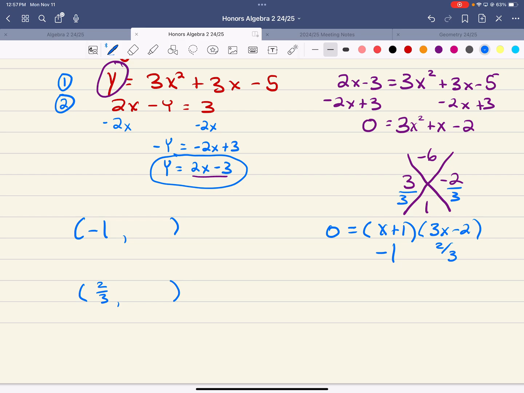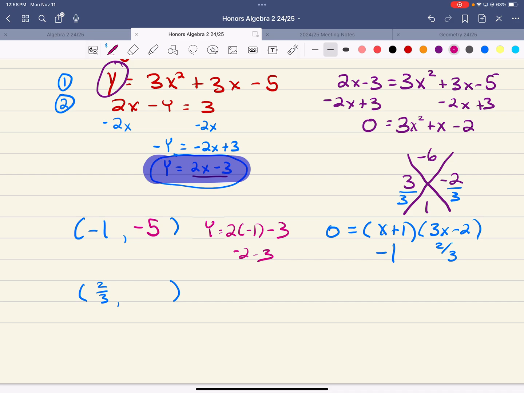Blue is already solved for y, isn't it? Blue is already solved for y right there. I know my x value is negative 1. So this is going to be in highlighter, evidently. This is going to be y is equal to 2 times my x value, negative 1, minus 3. It's negative 2 minus 3. So my y value is negative 5. So one of my points of intersection is negative 1, negative 5.